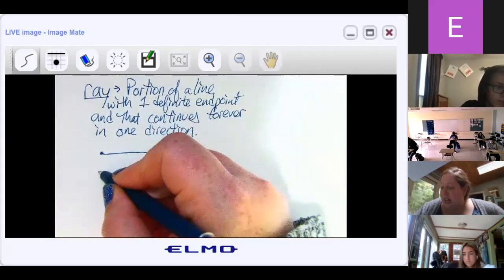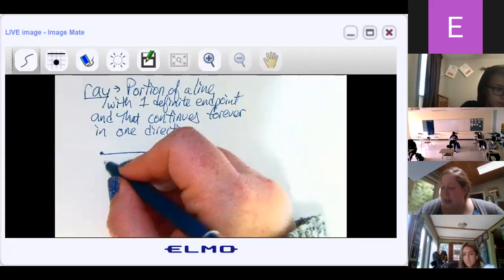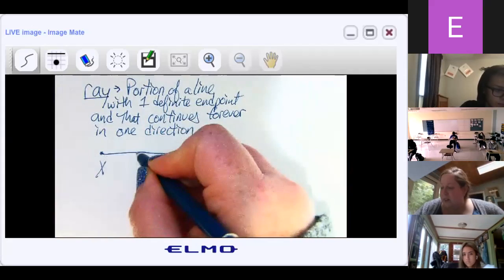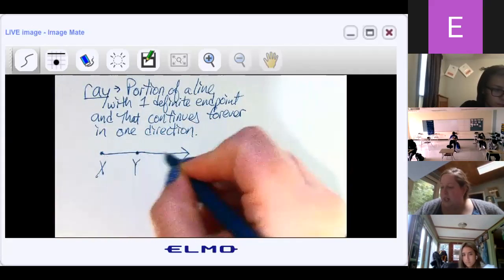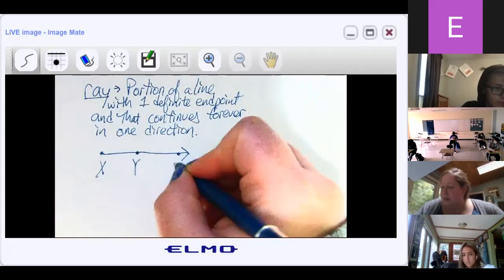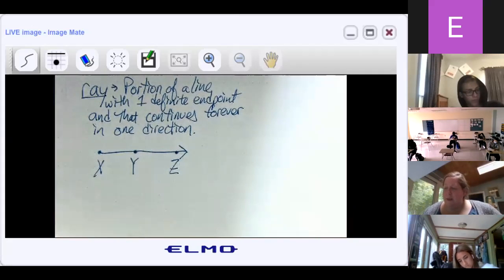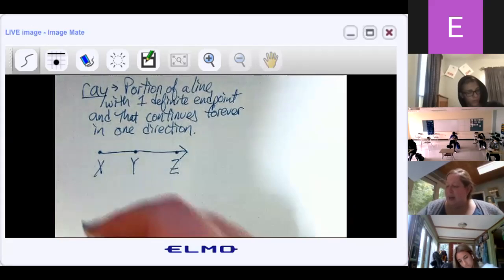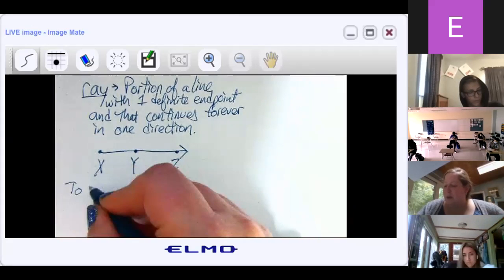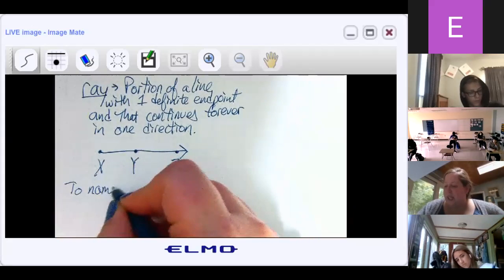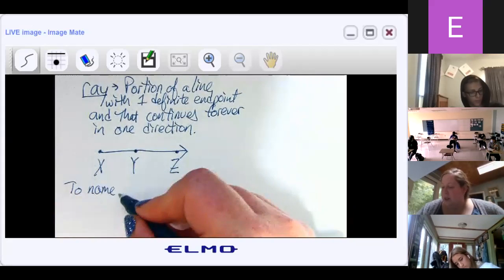So let me just highlight some of the points. The endpoint's going to have a name. So, let's call it X. Let's say we have point Y here, and then somewhere else we have point Z. Okay, so here's an image of array. To name it, I have to use the endpoint first. That's the sticking point. To name.